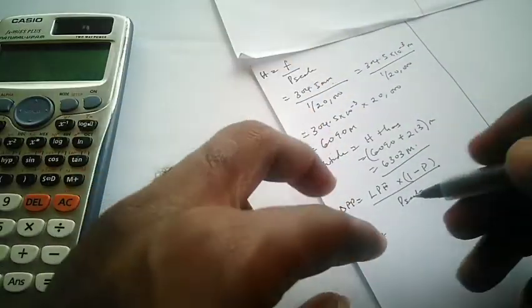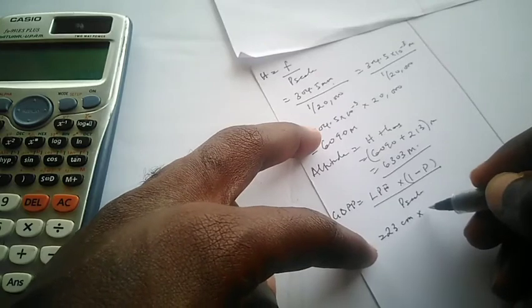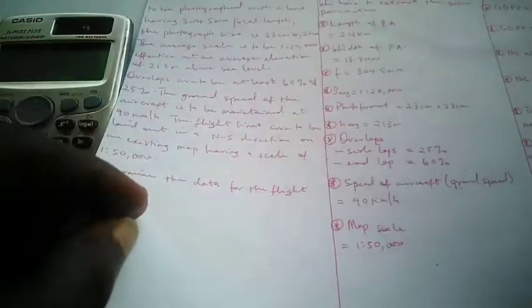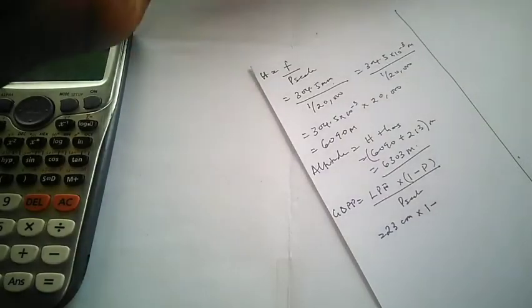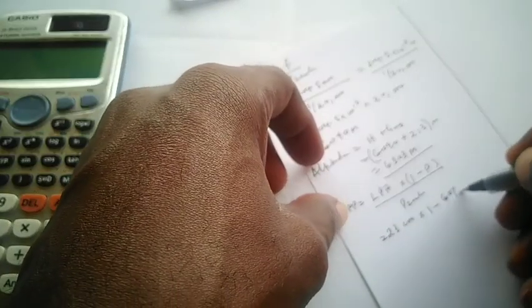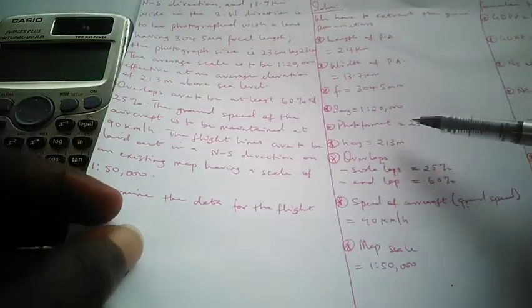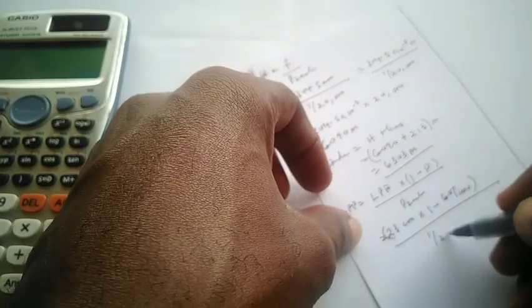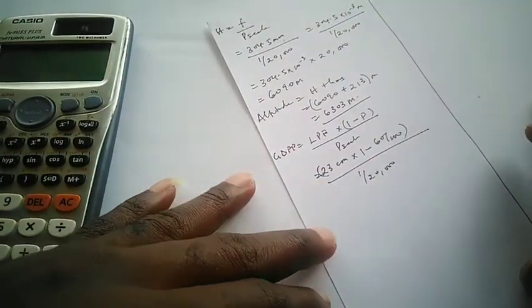So we have 23 centimeter times 1 minus our p. The p we have here is the end lap, which is 60%. So we have 60 over 100, divided by the scale we have. The scale we have here is 1 in 20,000. So we have 1 over 20,000. I hope you are actually following the class.